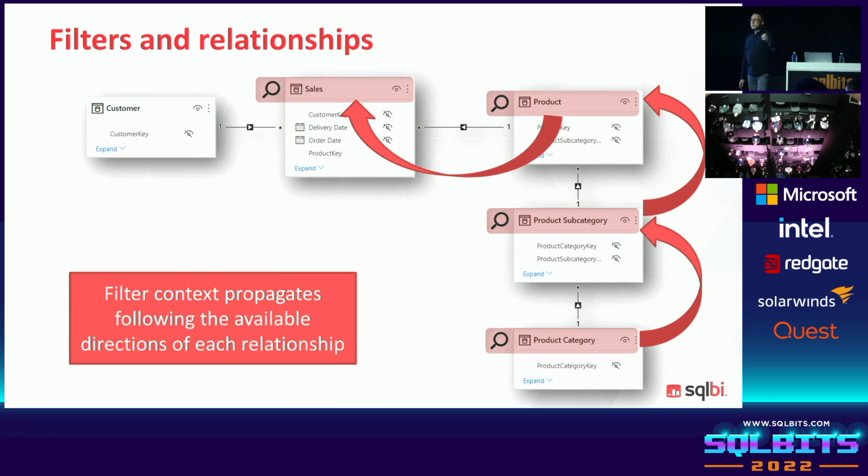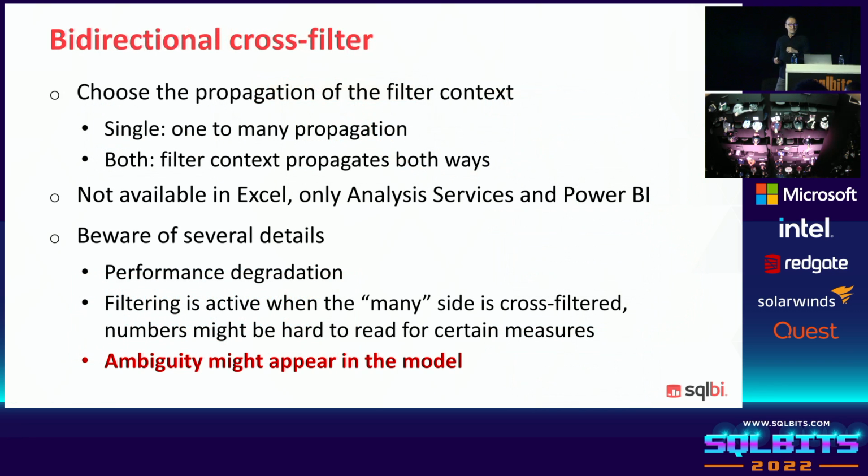But if you want, you have the option of enabling bidirectional relationships, meaning that if you double-click on a relationship, you have the option of turning on bidirectional relationships. The direction of a relationship can be single or both. If it is single, it's a regular one-to-many relationship. But if you choose both, then the filter context will be moved both ways between the tables. This comes with a lot of details that you need to be worried about.